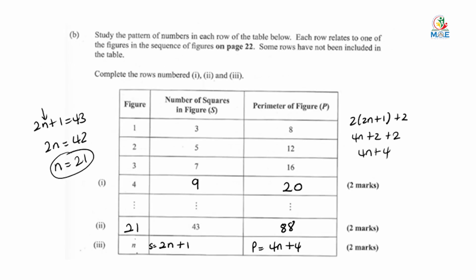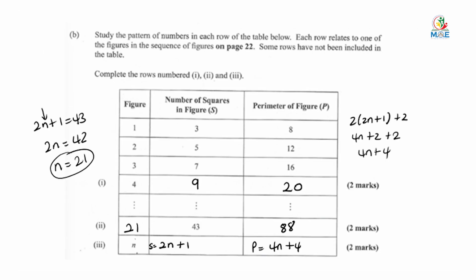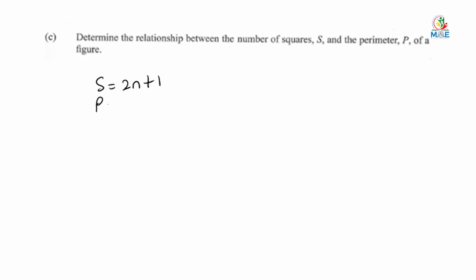So first of all, we see S is equal to 2n plus 1. And then we see P is equal to 4n plus 4. I want to determine the relationship between S and P.